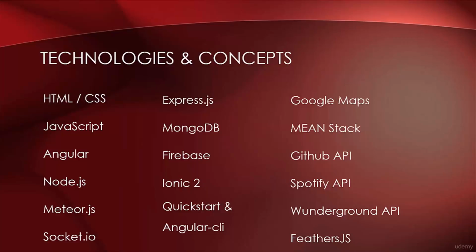We'll be working with the Angular 2 Quick Start as well as the CLI, Google Maps. Some of the other APIs we'll be working with: GitHub, Spotify, Weather Underground, the Mean Stack, which is MongoDB, Express, Angular, and Node, and then Feathers.js, which is a back-end platform for building APIs. All right, so these are just some of the technologies and concepts we'll be working with.